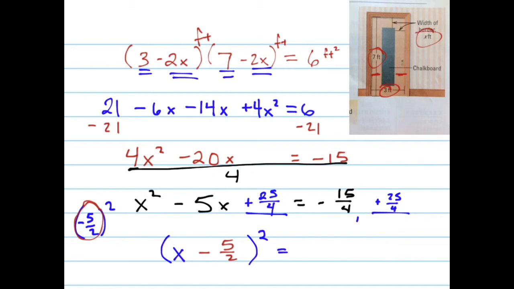What does 10 over 4 reduce to? 5. You know what, though? We're going to have to take the square root, right? So let's leave it as 10 over 4. Let's not reduce it, because when we take the square root, it'll be a little bit neater. All right, let's take this on to the next page.